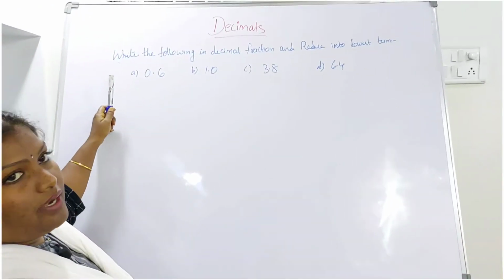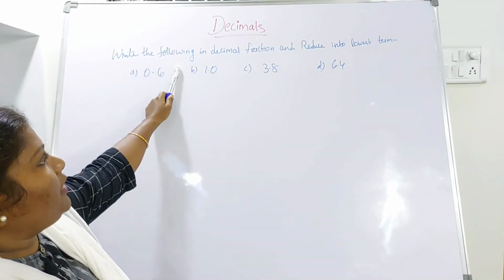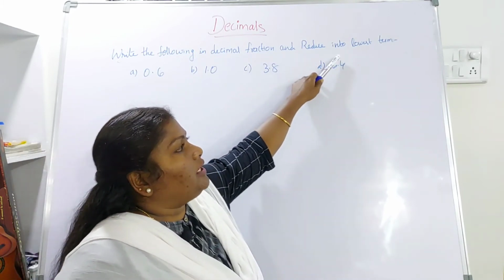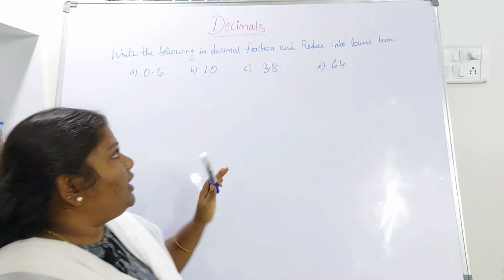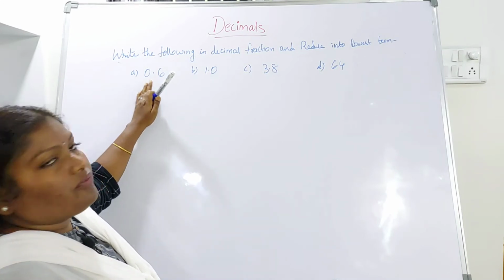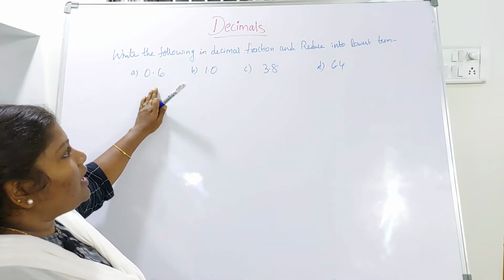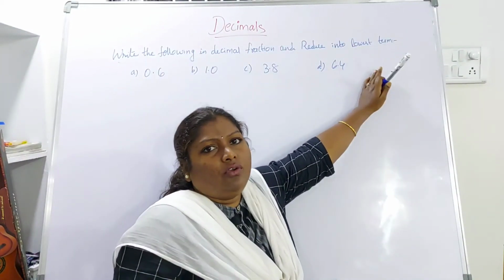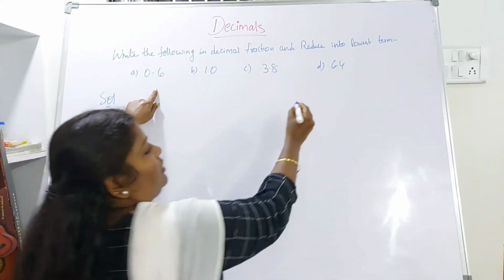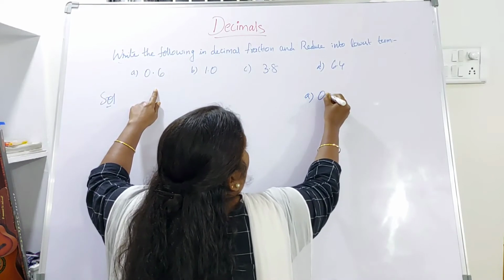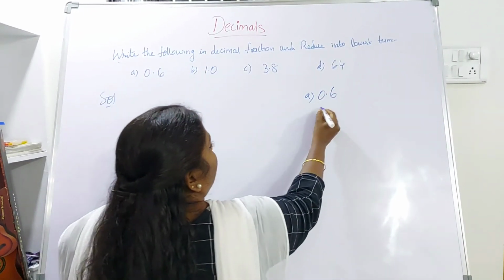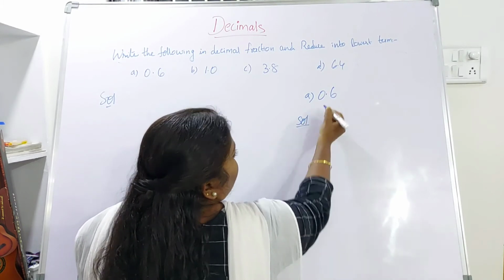So the next one is: write the following in decimal fraction and reduce into lowest terms. So the first number is 0.6. You have to convert it into a decimal fraction and then convert it into lowest terms. So let's start. The first one is 0.6. I am going to write it in decimal fraction form.